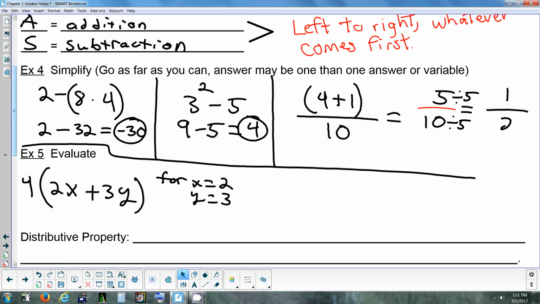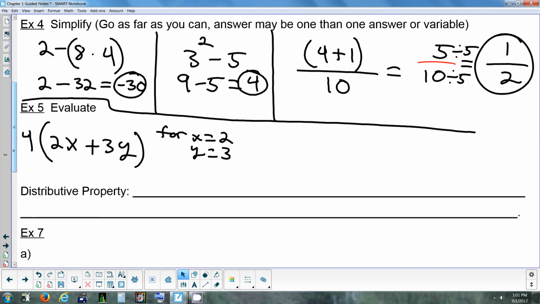1/2. A little trick there is, if the number on the top is smaller than the number on the bottom, it's going to simplify out to a fraction. If the number on the top is bigger than the number on the bottom, then it might simplify out to a whole number. Yeah, it could. It might. Yep.